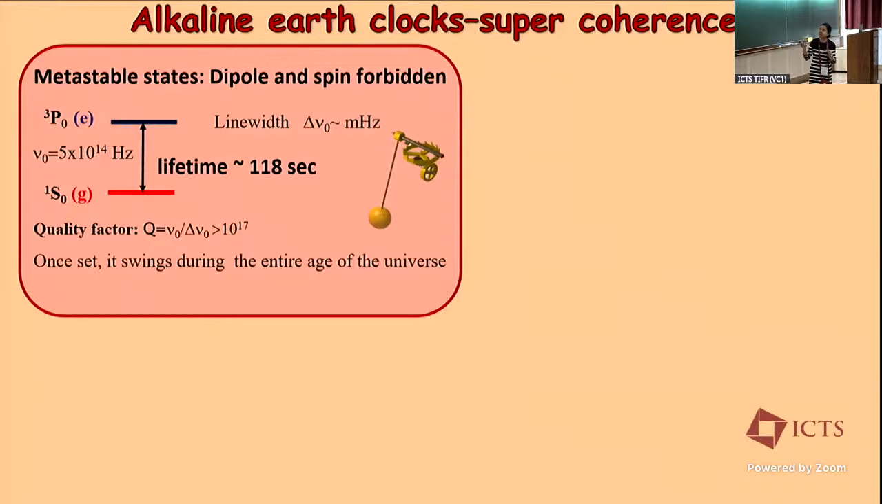So this is super long, and that allows us to take advantage of these unique properties. In fact, if you try to make the analogy of this transition as a classical pendulum, and you assign a quality factor that is the ratio between the ticking frequency and the damping coefficient, the quality factor associated with this transition is larger than 10 to the 17. So it corresponds to a pendulum that, when you start to let it swing, would swing for the entire age of the universe without damping. So a very, very, very good pendulum.